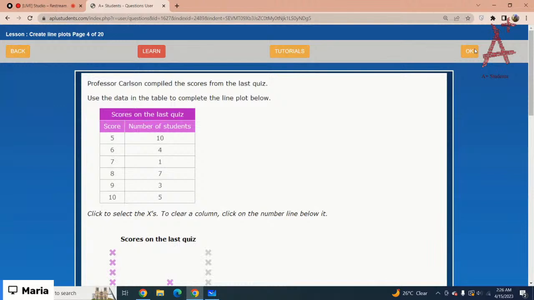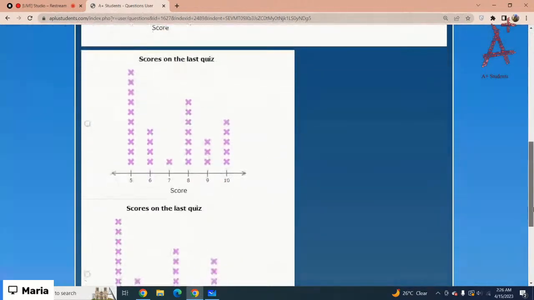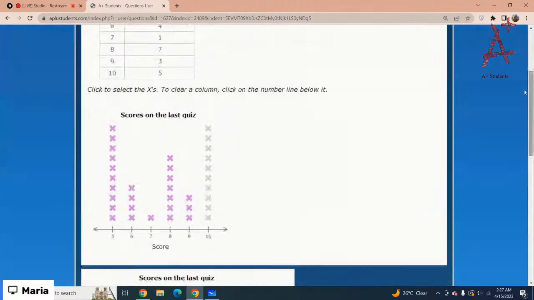Okay, the next one is Professor Carlson compiled the scores for the last quiz. Use the data in the table to complete the line plot below. So the values are 10, 4, 1, 7, 3, 5. Got it? Just see which is the correct option. 10, 4, 1, 7, 3, 5. Yes, option number one is the correct option.